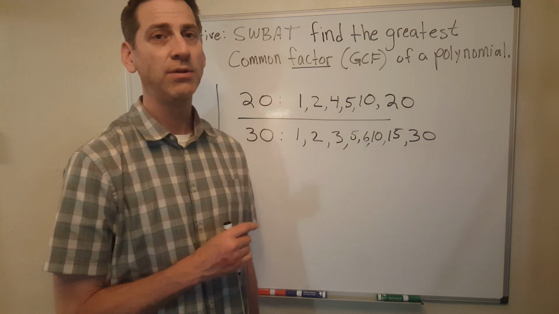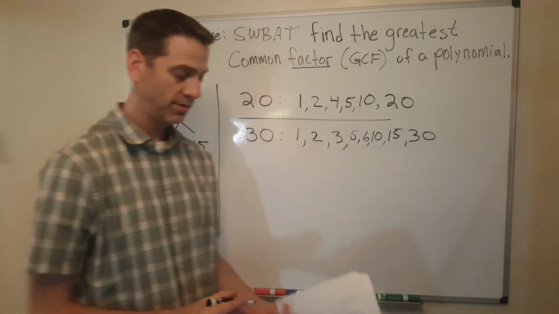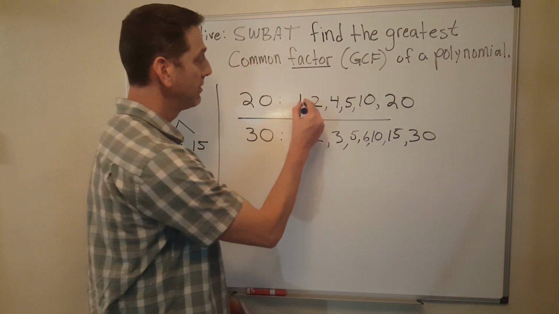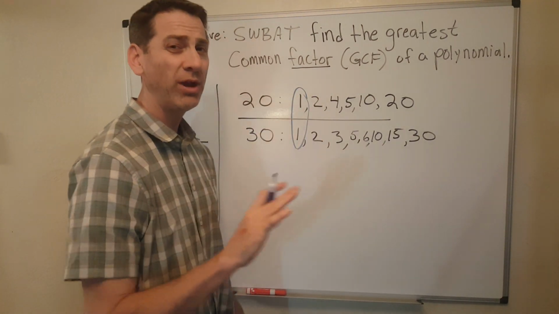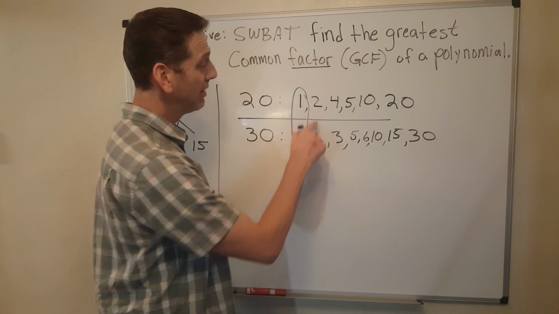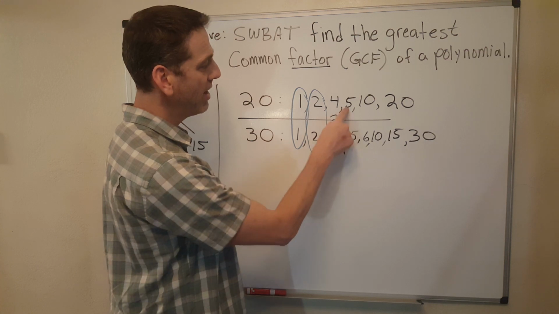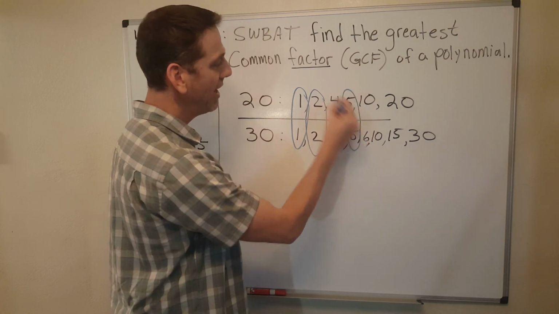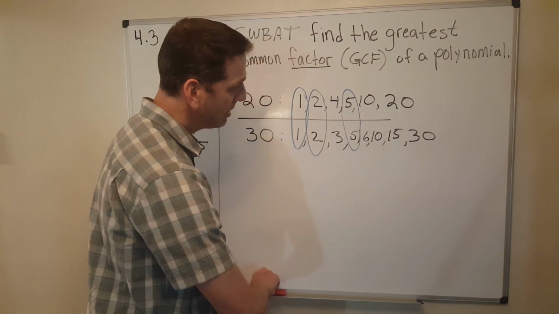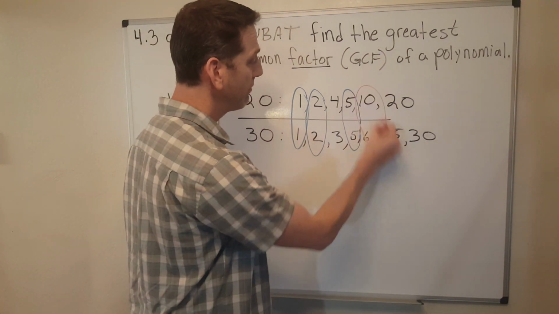Now, here's the question. What is my greatest common factor? Well, first, let's back up. What are my common factors? I see that 1 is a common factor, and by the way, 1 will always be a common factor, and it really doesn't help us in this case. 2 is also a common factor. 4, no. 5, yes. 5 is a common factor. 6, no. 10, yes. 10 is a common factor, and it just happens to be the greatest common factor.